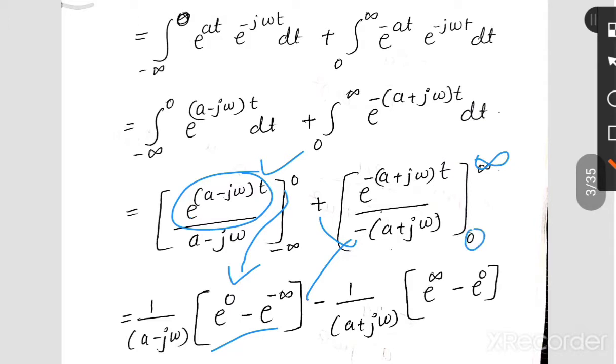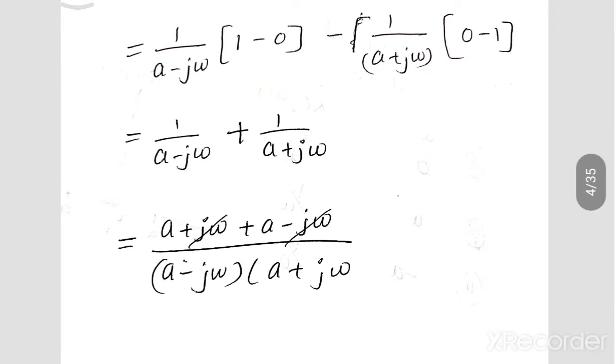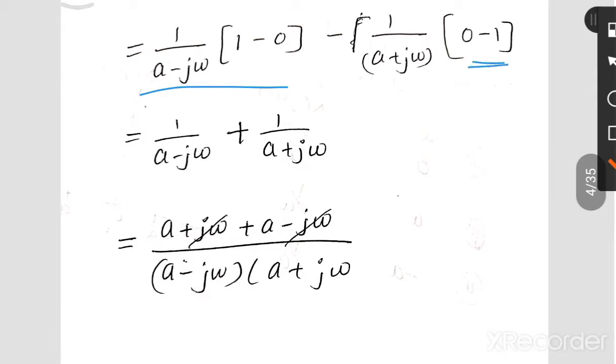So upper limit will be e raised to minus infinity minus e raised to minus 0. So e raised to 0 is 1, e raised to infinity is 0. Here also same. Now substitute, when you have substituted these values, we get 1 divided by a minus j omega into 1 and minus 1 divided by a plus j omega minus 1 we have. So multiply this, it will be 1 divided by a minus j omega minus into minus plus 1 divided by a plus j omega.